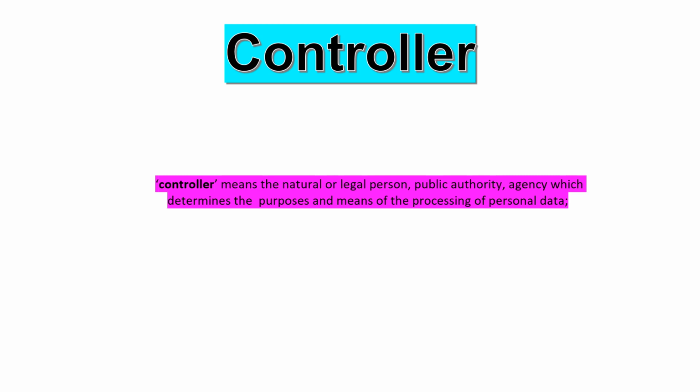Let us understand who can be a controller as per GDPR. Controller means the natural or legal person, public authority, or agency which determines the purposes and means of the processing of personal data. So they have the authority to decide how to process the data. They are known as controller.